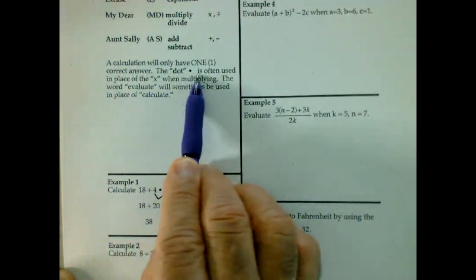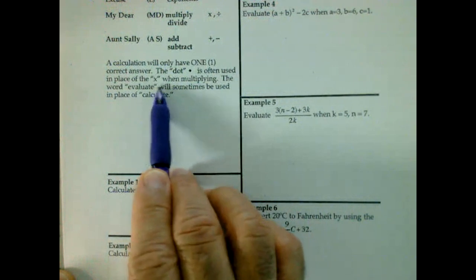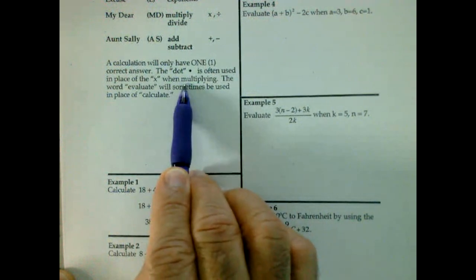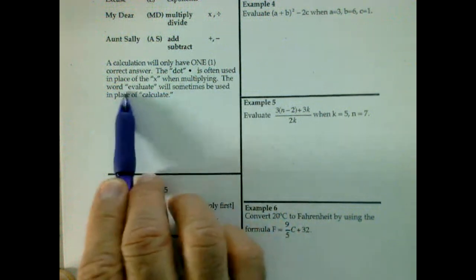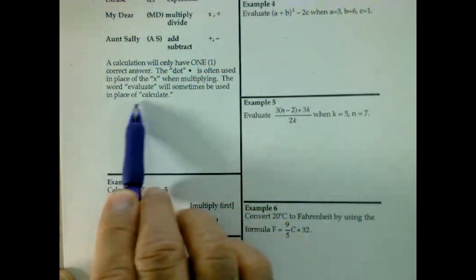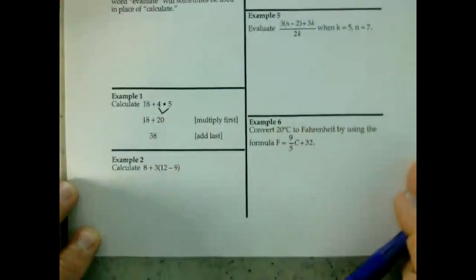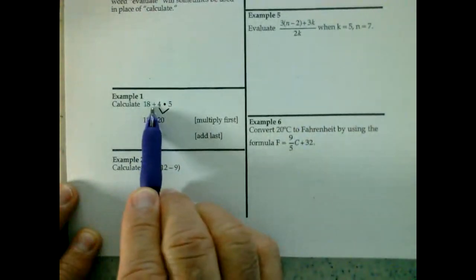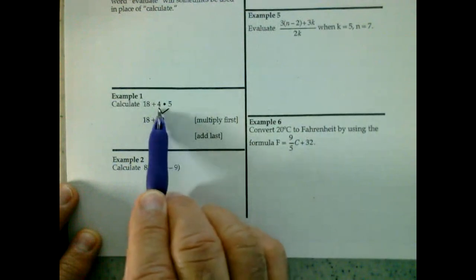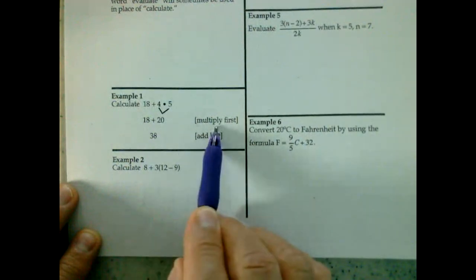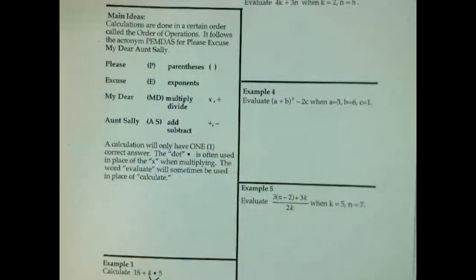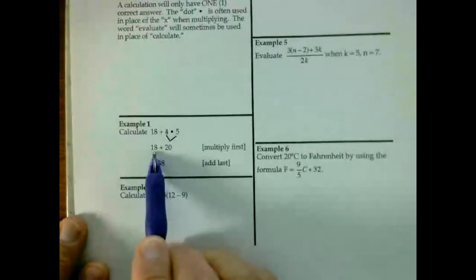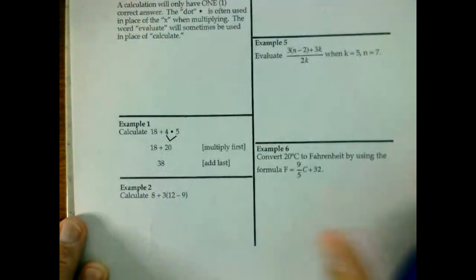The dot is often used in place of the x when multiplying. And the reason is we do not want to mix up the letter x for variable with the letter x for multiply. The word evaluate will sometimes be used in place of calculate. Here's an example. As you could see, you have 18 plus 4 times 5. 4 times 5 must be first because it's higher in the order of operations than addition. And so we now do 18 plus 20 and you get 38.